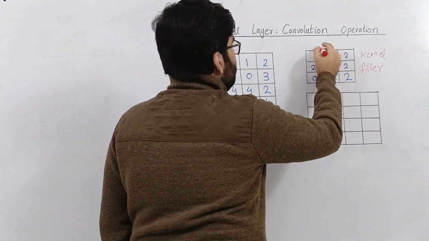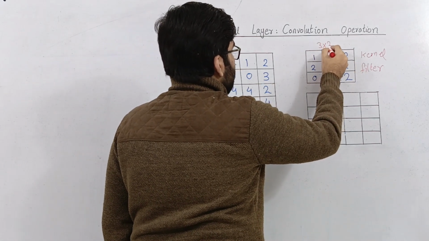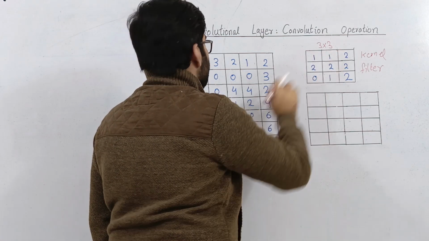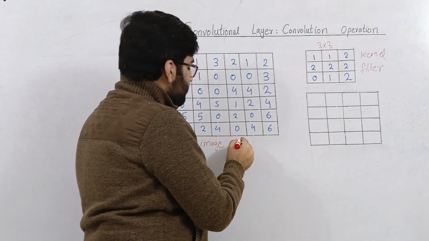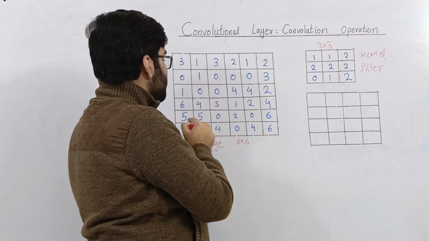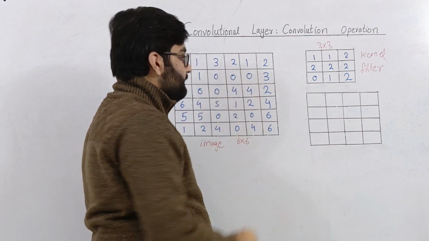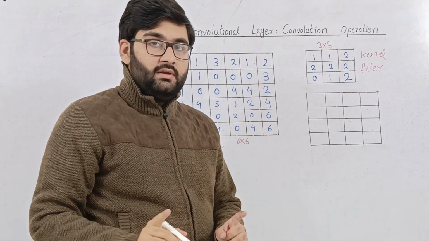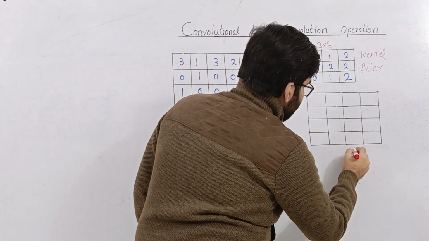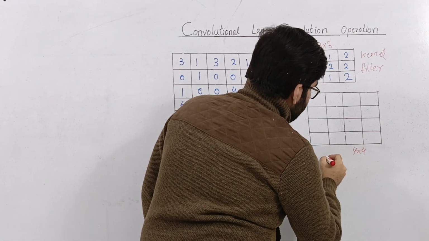Let this be a 3 by 3 kernel that has 3 rows and 3 columns, and let this be a 6 by 6 image with 6 rows and 6 columns. Our goal is to find some meaningful information and store it into a 4 by 4 output channel.